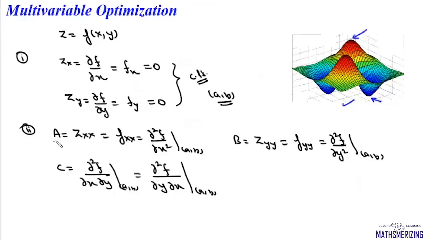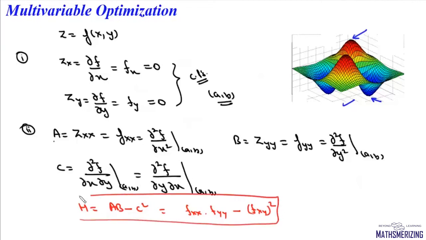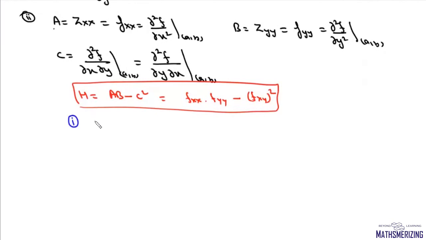So we'll find the value of A, the value of B, and the value of C at this point (a, b). Now we'll find something called H, which is defined as AB minus C square. So this H is actually fxx into fyy minus fxy whole square. We'll find this value. Now the result is: if H is negative, so if AB minus C square is negative, then this point (a, b) is a saddle point.